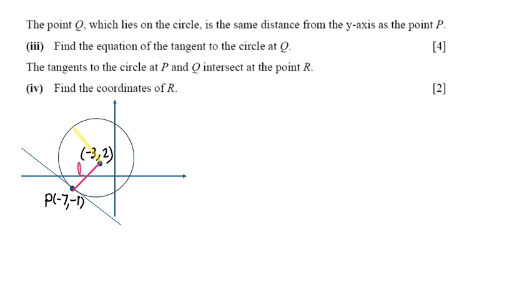So the next 6 marks is that you have a point Q, and this point Q lies on the circle. It's the same distance from the y-axis as point P. Previously we have point P, which is (negative 7, negative 1), right? So the distance from the y-axis is the same as the distance for Q. I'm going to use a diagram. A lot of times you have to use a diagram to give you a visual representation. So same distance means it's the one highlighted in pink for you. Roughly the point Q is there.